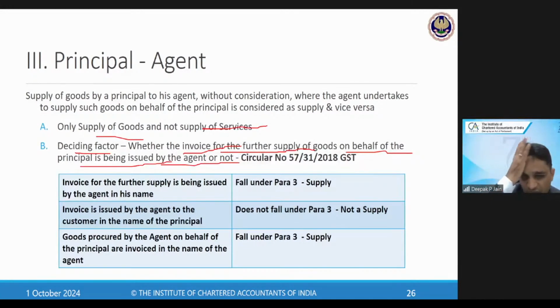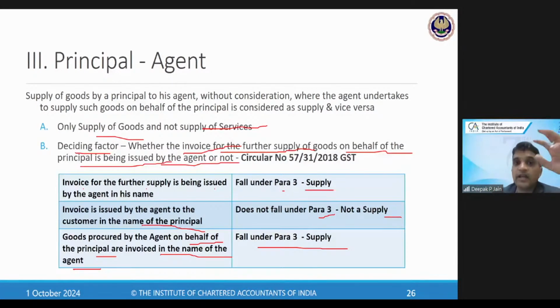So this circular gave this clarification because it was very confusing. Firstly, what is the deciding factor? If the invoice for the further supply is being issued by the agent in his own name, he is kind of buying the goods from the supplier and selling it in his own name, then it is covered under para 3, it's a supply. But if the invoice is issued by the agent to the customer in the name of the principal, in the principal's name only he is supplying, then it is not covered under Schedule 1. It does not fall under para 3 of this Schedule. And when the goods are procured, meaning bought, by the agent on behalf of the principal or invoiced in the name of the agent, then it will fall under para 3.